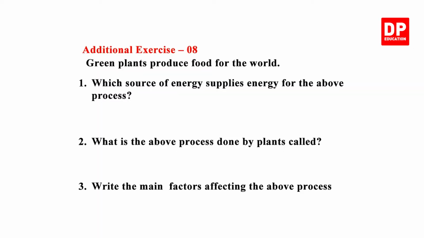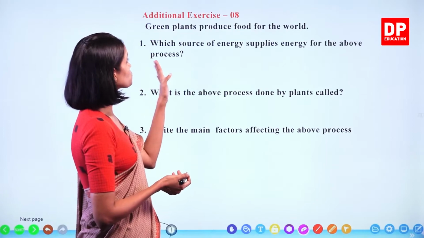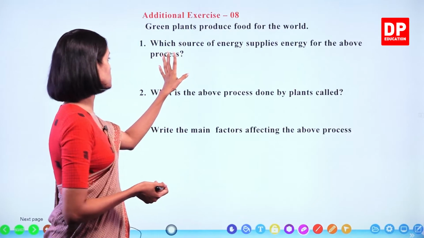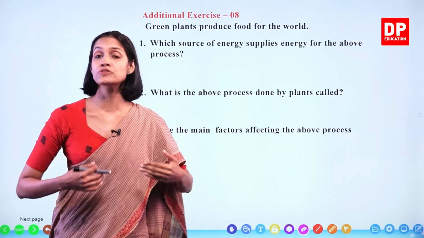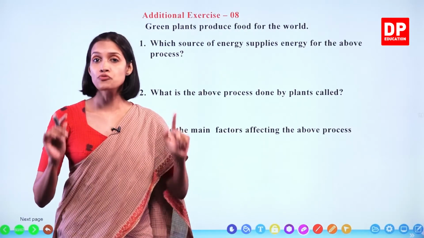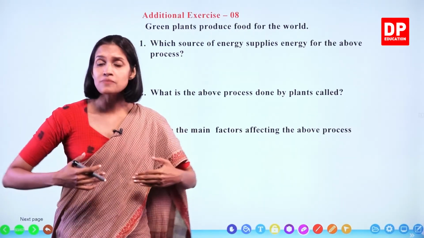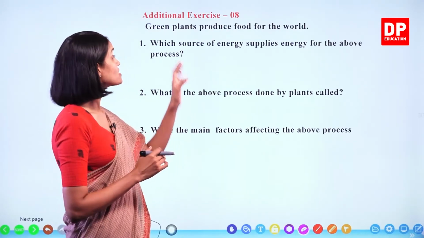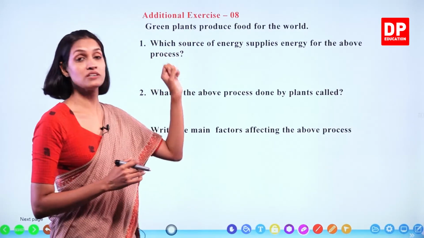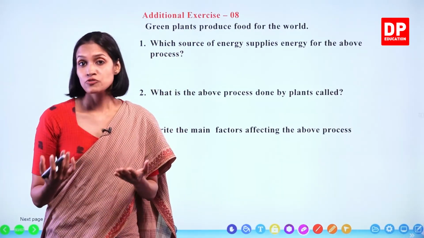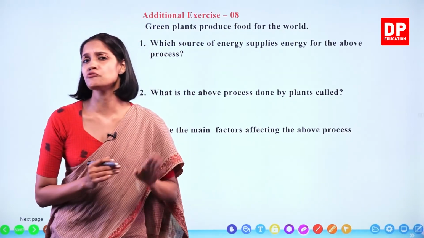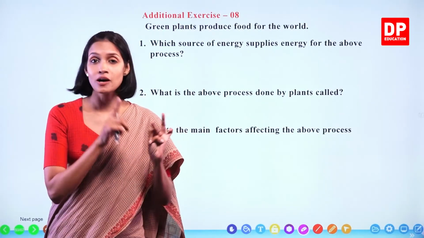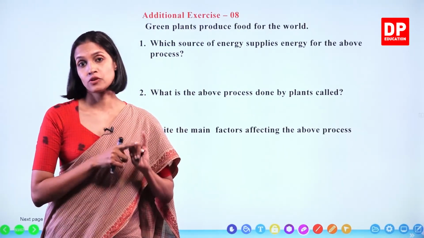Right. Exercise number 8. Green plants produce food for the world. Which source of energy supplies energy for the above process? You all know that green plants can produce their own food and this is known as photosynthesis. What supplies the energy for photosynthesis, children? That is the sun, right? The sun supplies the source of energy. Using sunlight, photosynthesis is done. Okay, there are 4 factors affecting photosynthesis. What are they? Sunlight, chlorophyll, carbon dioxide gas and water or soil water.